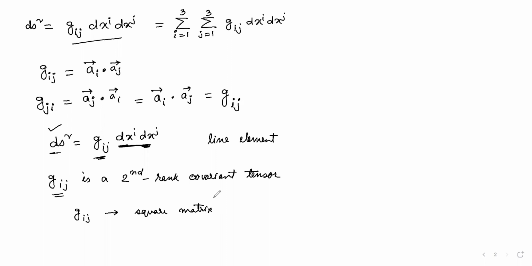Okay. So if the elements of this metric tensor are written as a square matrix, then we can take the inverse of this square matrix. See, square matrix inverse. We can take the inverse of this square matrix, and the elements of that inverse matrix are written as g contravariant ij. So this is the inverse matrix.